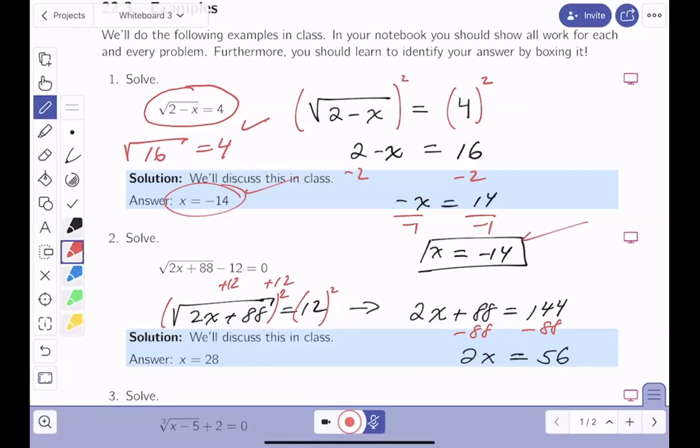What do you do now? Divide both sides by 2. You get something pretty simple. X equals 28. Again, I'm going to put a box on it, but I don't know if it's right. I'll check it. Where do you check it? Here. I'm going to check it. Let's see, 28, right? 2 times 28 is 56.